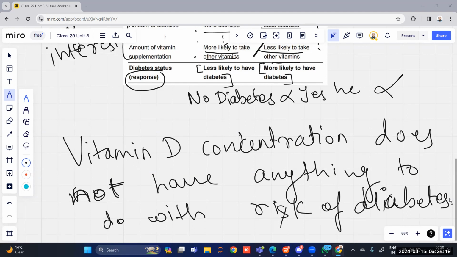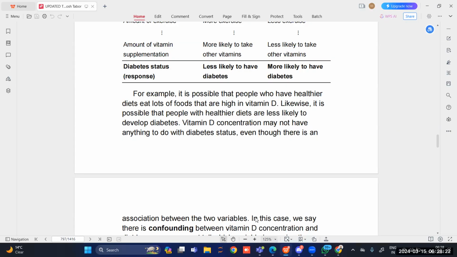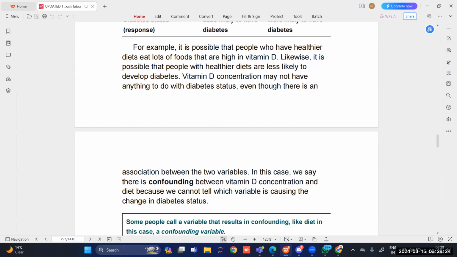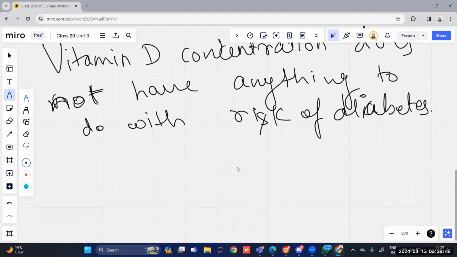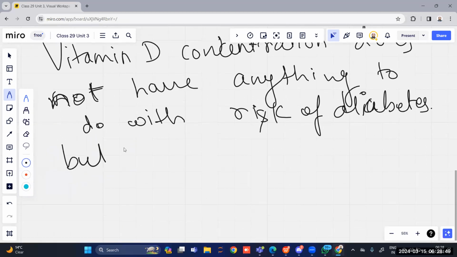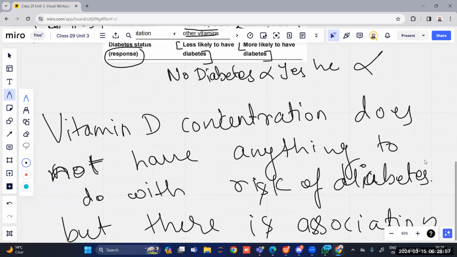Vitamin D concentration may not have anything to do with diabetes status, even though there is an association between the two variables. There is also an association with the other variables, and in this case we say there is confounding between vitamin D concentration and diet, because we cannot tell which variable is causing the change in diabetes status. So vitamin D concentration does not have anything to do with risk of diabetes, but there is some association. We can see an association.